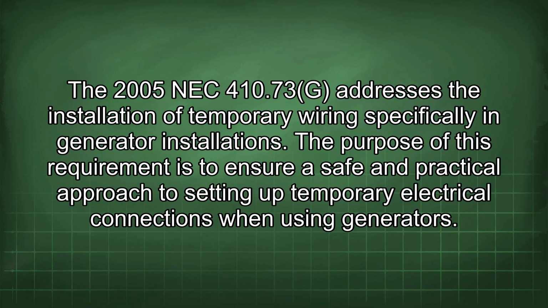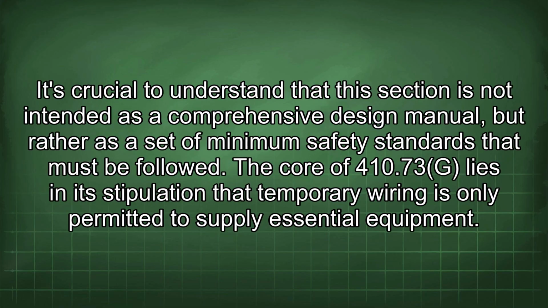410.73G addresses the installation of temporary wiring specifically in generator installations. The purpose of this requirement is to ensure a safe and practical approach to setting up temporary electrical connections when using generators. It's crucial to understand that this section is not intended as a comprehensive design manual, but rather as a set of minimum safety standards that must be followed.